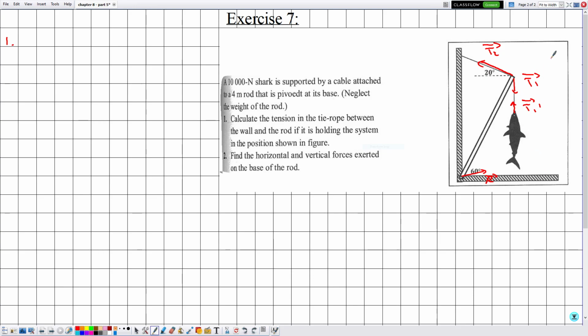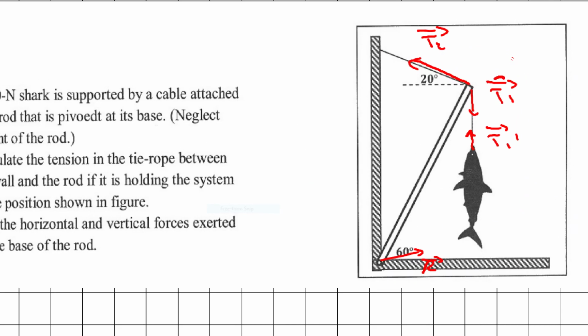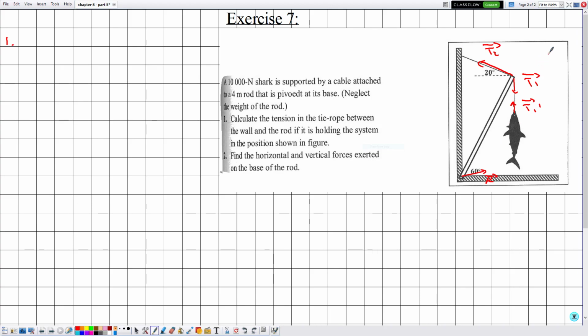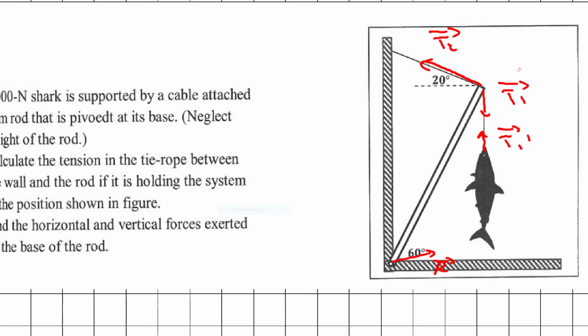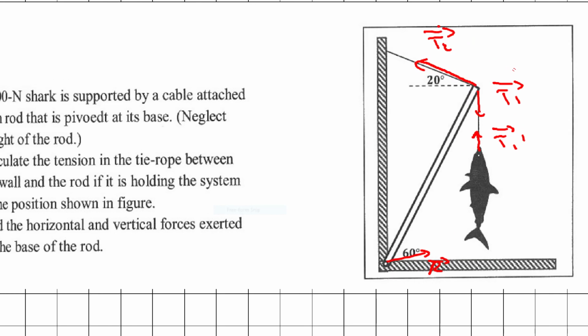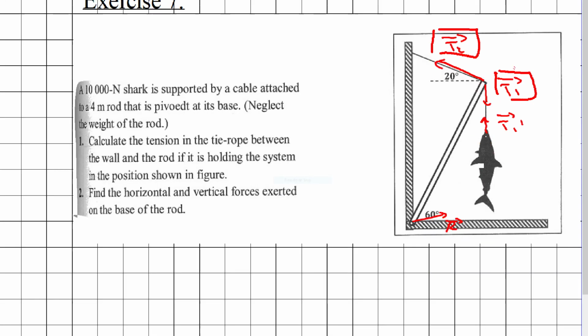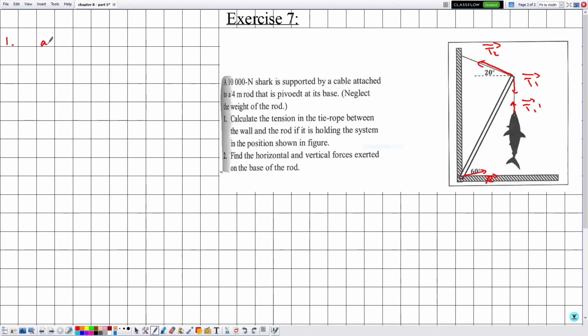So what are the forces acting on the rod in this case? We have the tension T1 and the tension T2. These are the only forces that produce moments. Now we don't know the value of T2 because we want to determine it. It's left to know T1. T1 can be determined by the equilibrium on the shark. So at equilibrium, we are talking about the shark.